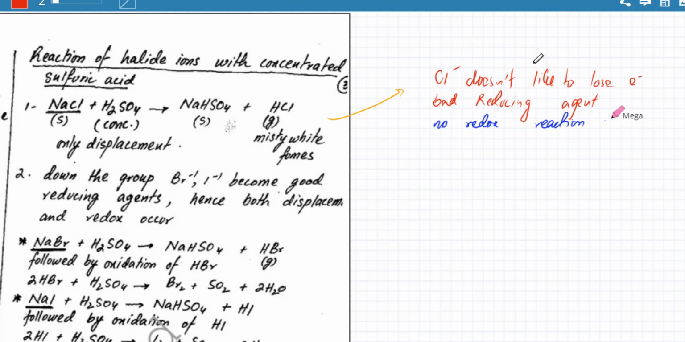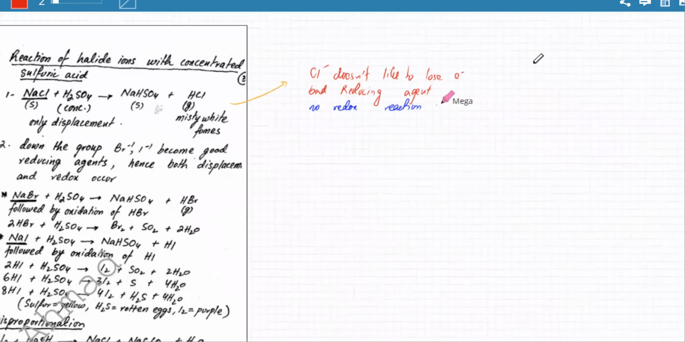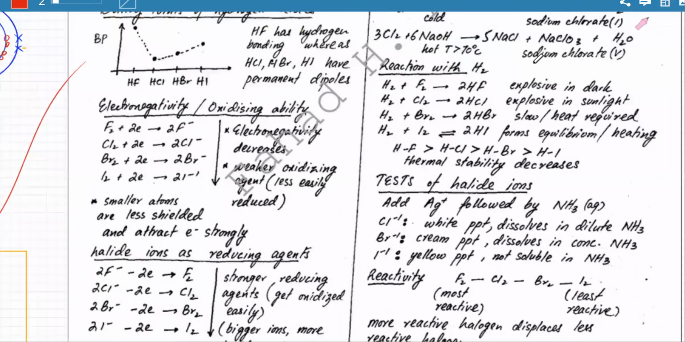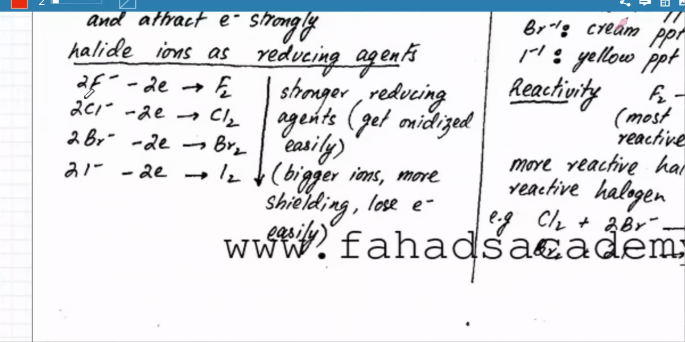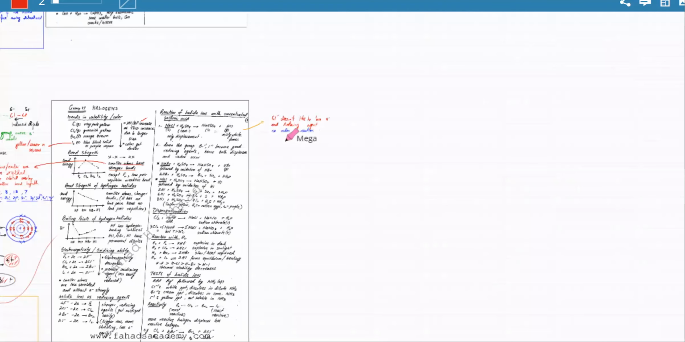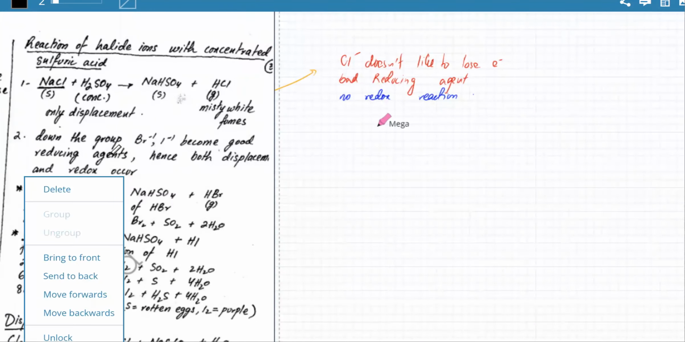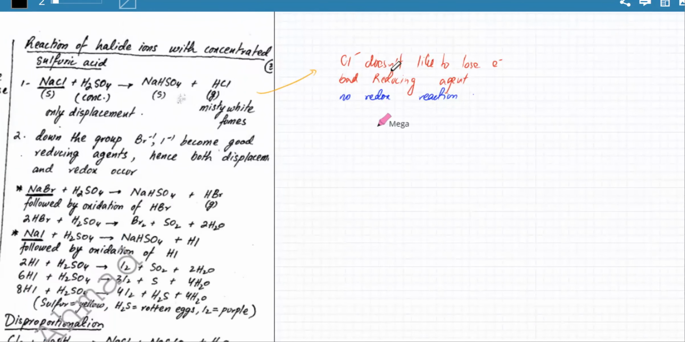Yes. Okay. Yes, sir. Achha, ye to clear ho gaya ki Cl-1 or F-1, they don't like to lose electrons. I mean, if it had been Br-1, or if it had been I-1, they would have loved to lose electrons. So going back to this, what is this reaction? This is a simple displacement reaction. I'm going to explain what this is.